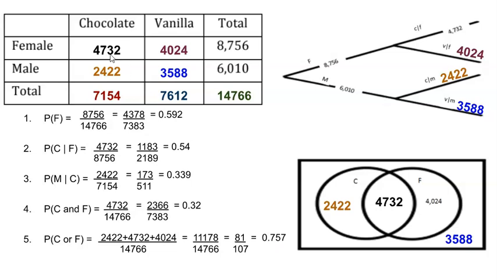In the two-way table, you're taking everyone who's female plus those male people who chose chocolate. And then in the tree diagram here, we would take the total number of female and then add this 2,422 because those were the males who chose chocolate. So as you can see, the two-way table, the tree diagram, and the Venn diagram are all very useful representations, but sometimes it is easier to use one more than the other.